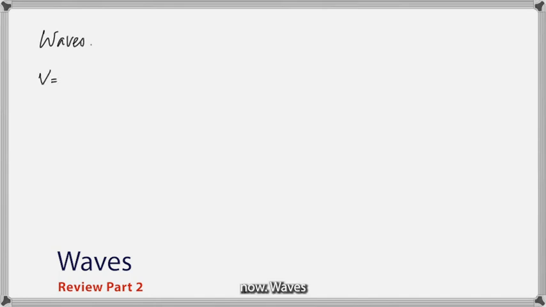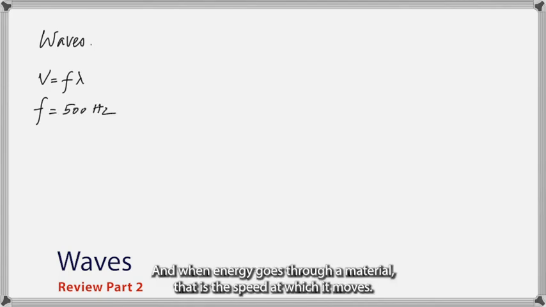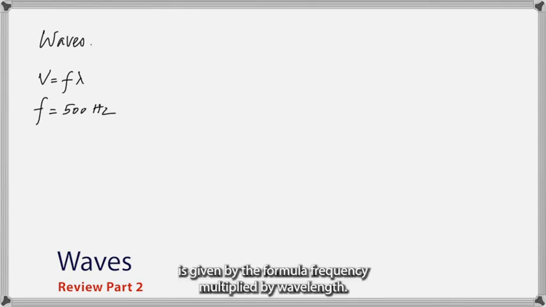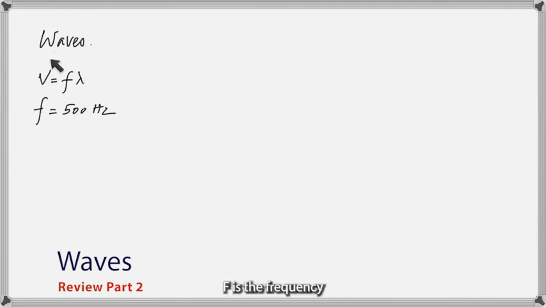Now, waves is actually a transfer of energy through a material. And when energy goes through a material, there is a speed at which it moves. So the speed or velocity of the waves is given by the formula frequency multiplied by wavelength. F is the frequency and lambda is the wavelength. Now frequency is the number of waves in 1 second, while lambda is the length of one wave.